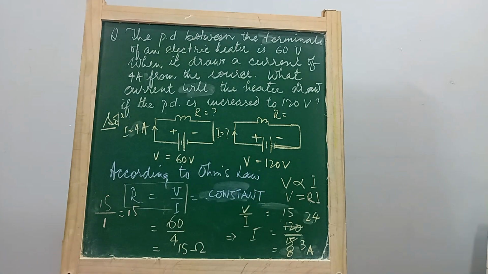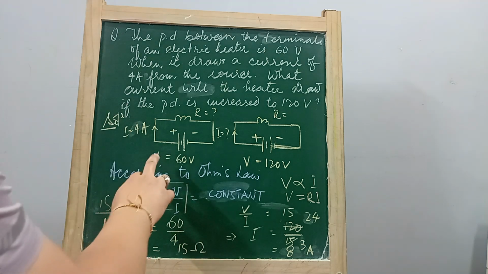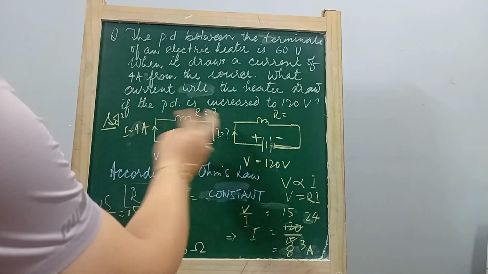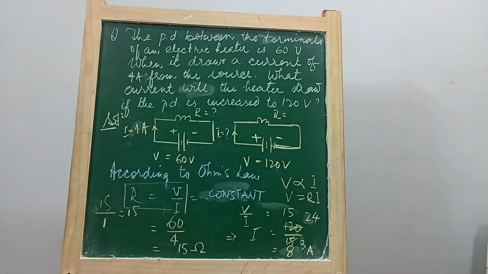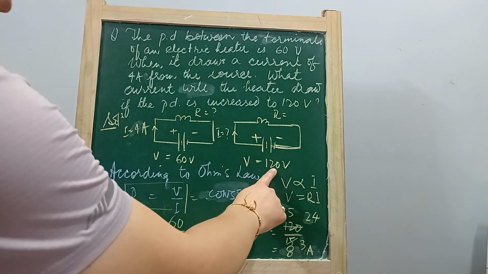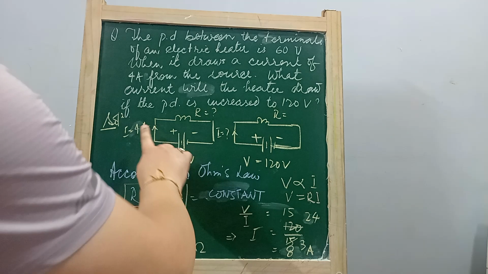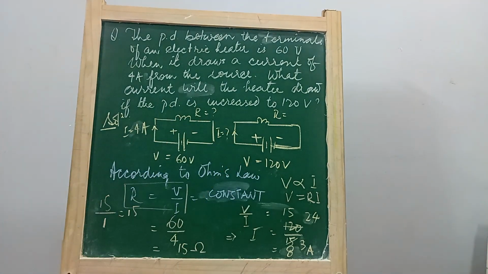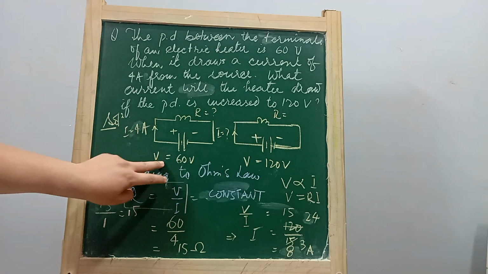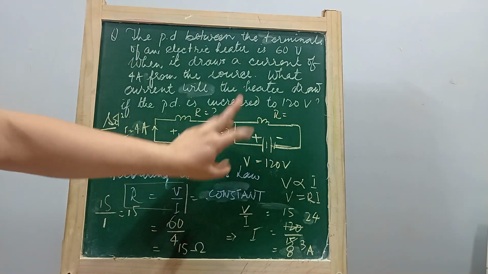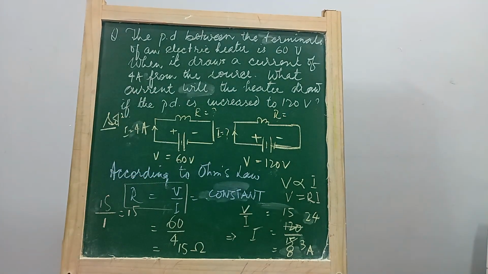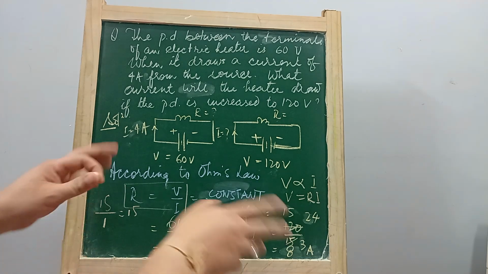Otherwise, you can simply see it like this. Since V and I are proportional, the potential difference is increased from 60 to 120, which is double, so the current will be double. 4 will become 8, as simple as that. 120 is double of 60, so it will be double of 4, 8 ampere. So the ratio remains the same: 60 by 4 is 15, 120 by 8 is 15. The ratio, which is the resistance, remains the same: 15 ohm, 15 ohm.